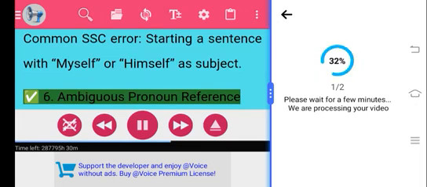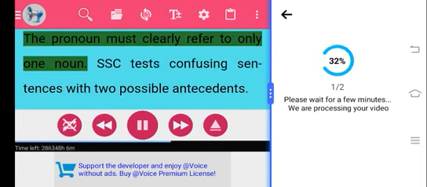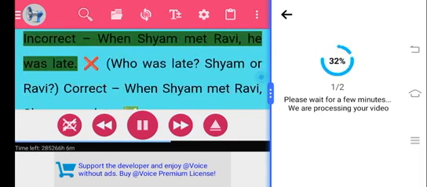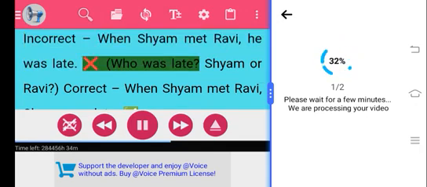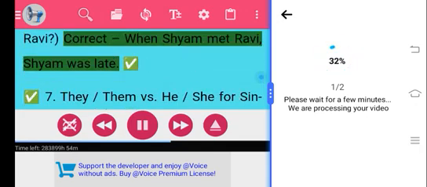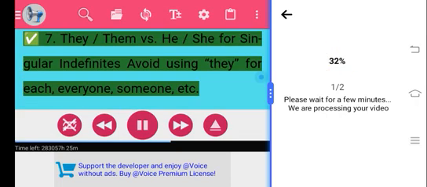Rule 6: Ambiguous pronoun reference. The pronoun must clearly refer to only one noun. SSC tests confusing sentences with two possible antecedents. Incorrect: When Xiang met Ravi, he was late. Who was late, Xiang or Ravi? Correct: When Xiang met Ravi, Xiang was late.